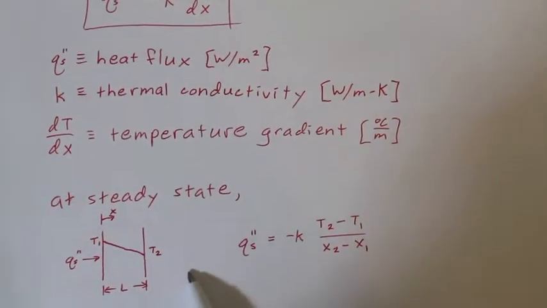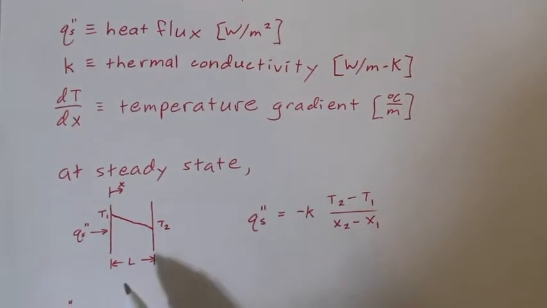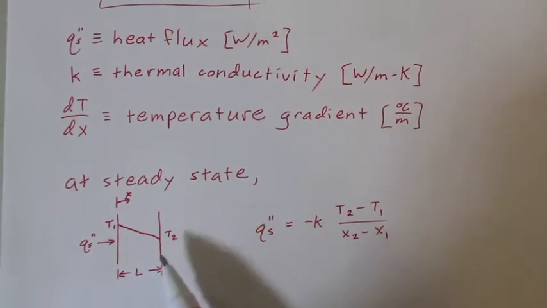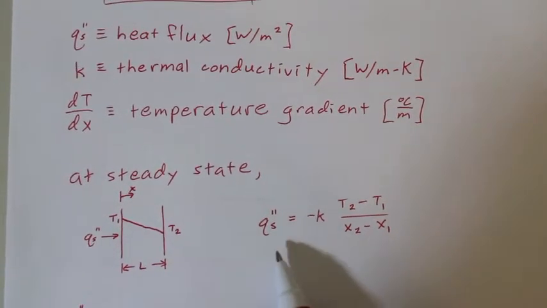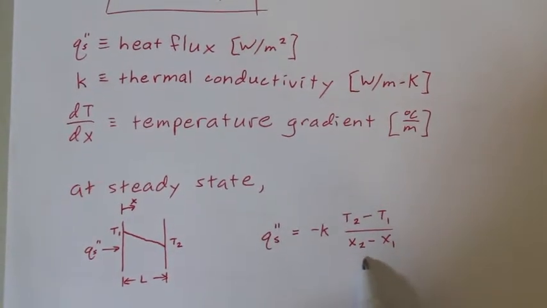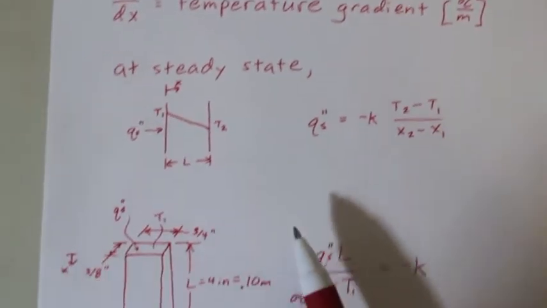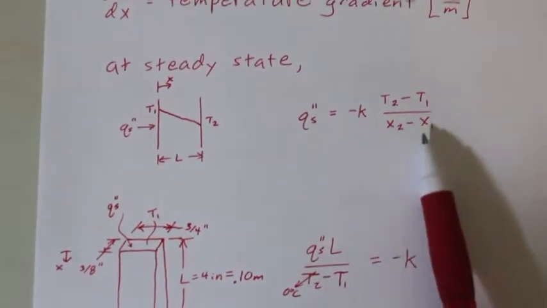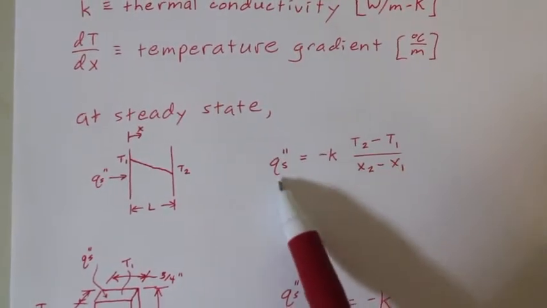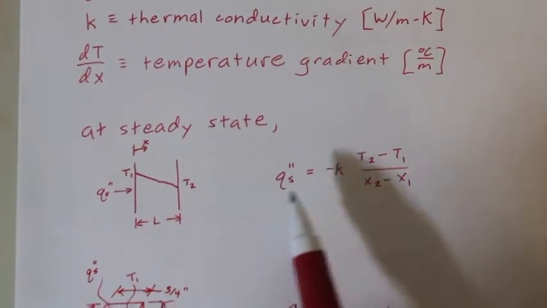At steady state, there will be a linear distribution of temperature along the length of a solid with constant heat flux throughout the solid. The heat flux can then be written as minus K times T2 minus T1 over X2 minus X1. For my experiment, I'm going to try to control T1, and I will know X2 and X1, and I will try to control Qs in order to determine the value for K.